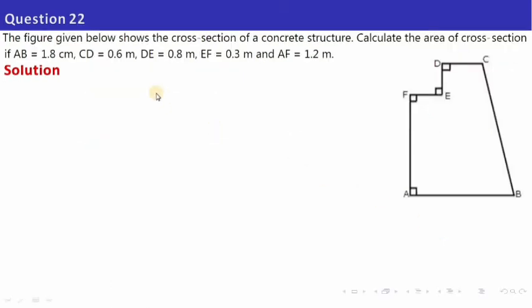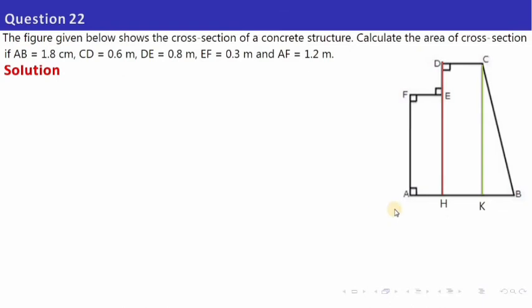Okay, so let's move to the last question for the day, question 22, which says, the figure given below shows the cross section of a concrete structure. Calculate the area of the cross section. So basically you have to find the area of this closed figure if all these measurements are given. Before I do this, I'm going to draw this line and I'll call this point H. Similarly from C I'll draw a perpendicular and I'll call this point K.